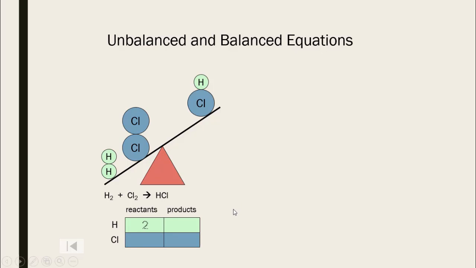To balance the chemical equation, I have here reactants and I have here products. In the reactants, I have two hydrogen atoms and two chlorine atoms. In the product, I have only one hydrogen atom and one chlorine atom, and this is an unbalanced equation.